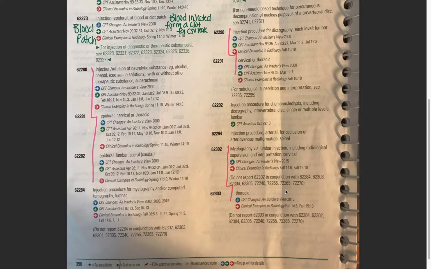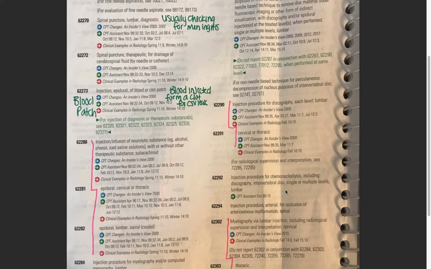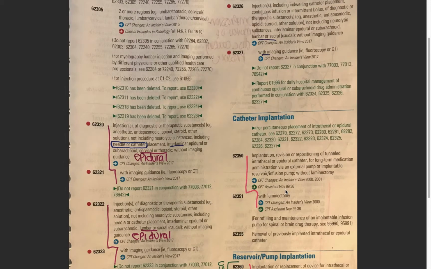And 62280 is injection or infusion of neurolytic substance such as alcohol, phenol, iced saline solutions with or without other therapeutic substance, and it is coded by the body area. 62290 is for an injection for a discography. That is when they are performing a radiological exam on a patient, but they have to inject first.